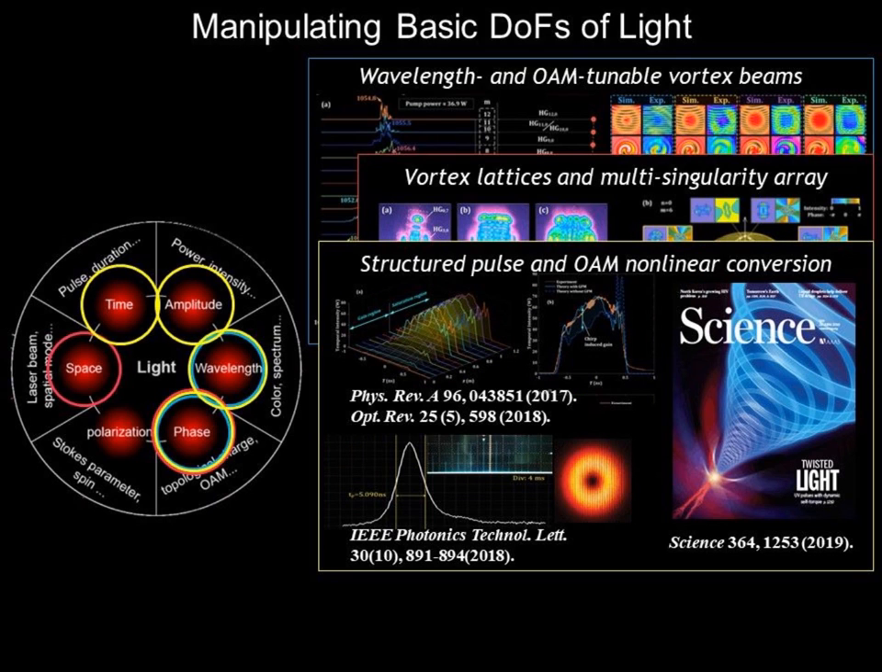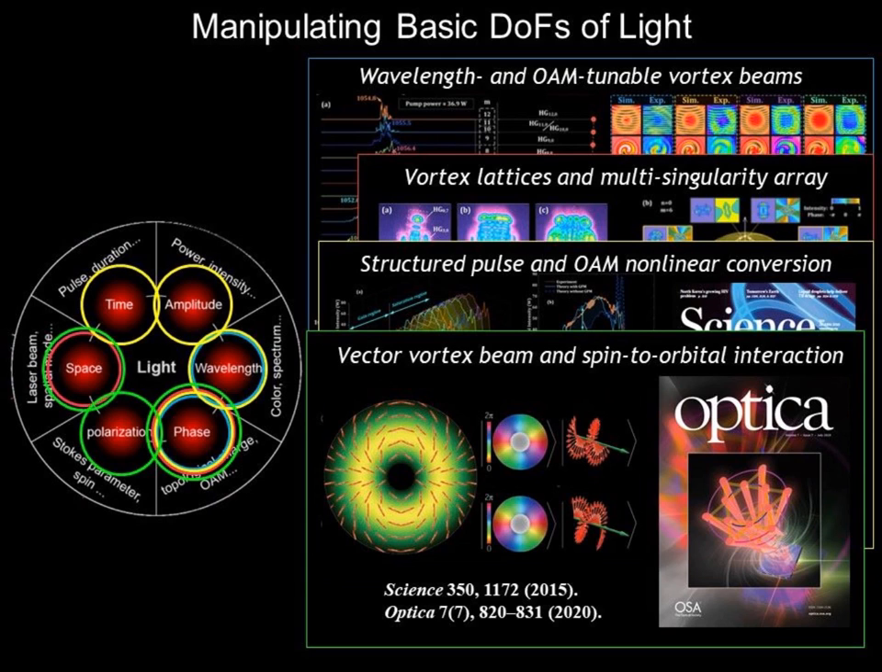We can also combine more than 2 degrees of freedom. For example, we can combine time, amplitude, wavelength, and phase together. We can do some research on structured paths, and that also inspires us to explore many nonlinear effects of optical angular momentum. It's a really hot topic recently. Okay, if we combine space, polarization, and phase together, that allows us to generate a spatially varied polarization in a structured beam: the vector vortex beam.